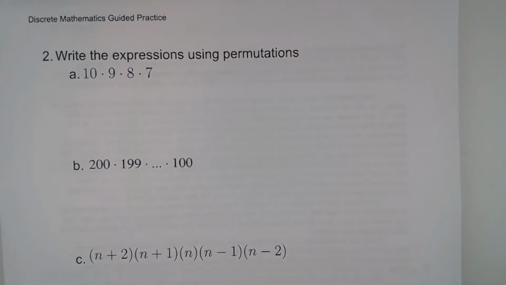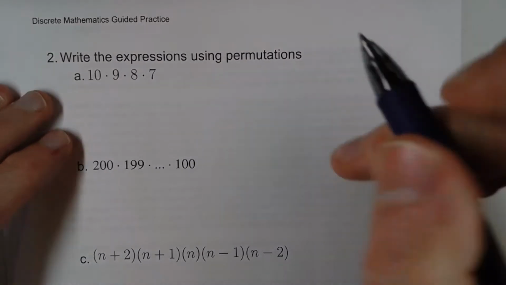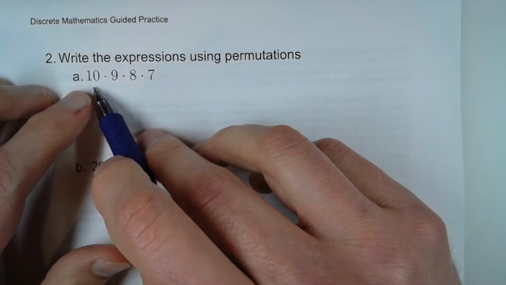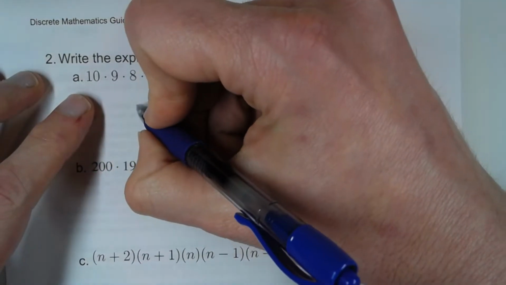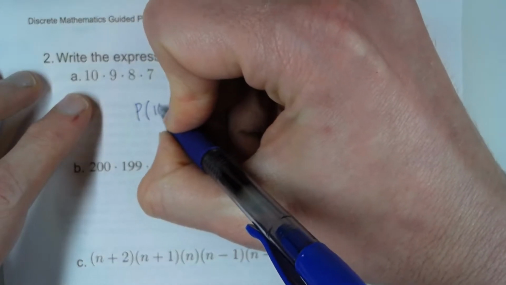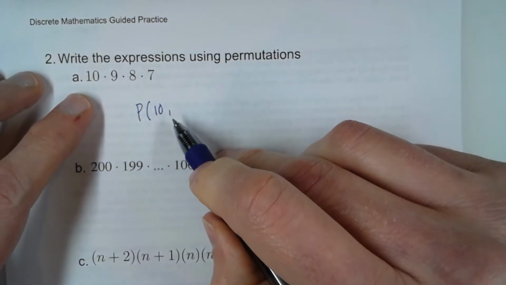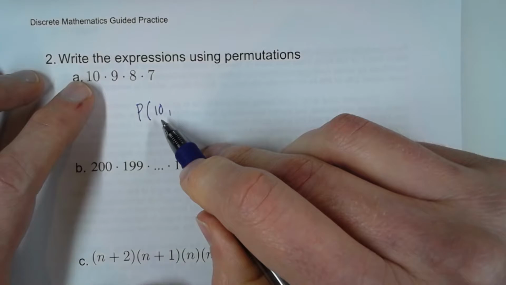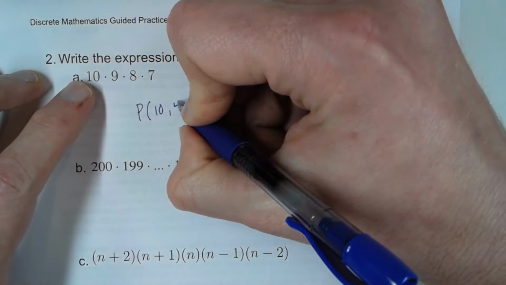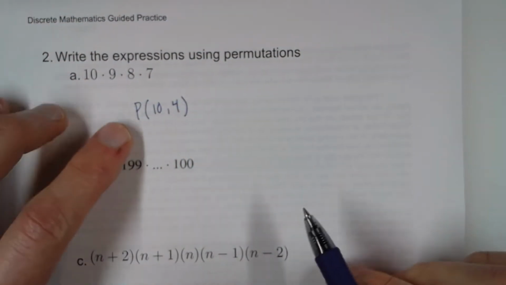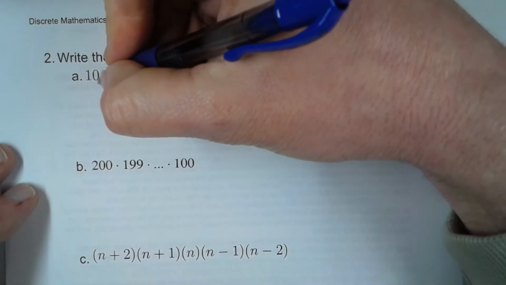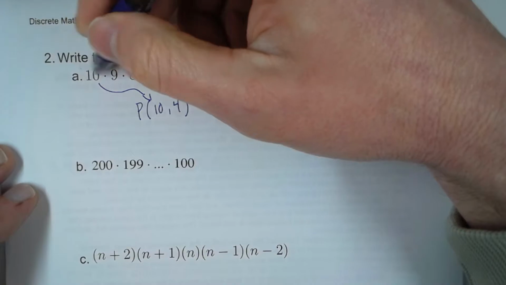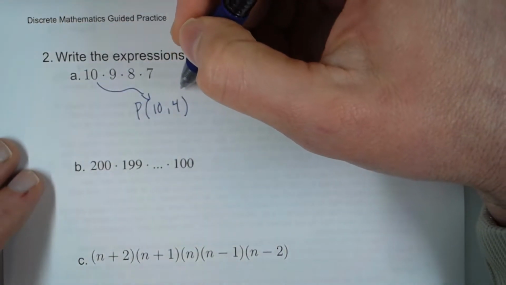Now here for number 2, we want to write these expressions using permutations. So here, I'm starting with 10 and I'm multiplying 4 numbers. So that's going to be P10. That's what the first number is. That tells us where we start from. And then the second number is how many we're going to multiply together. So this is P10, 4. 10 is our start number, and the number of terms is the second.